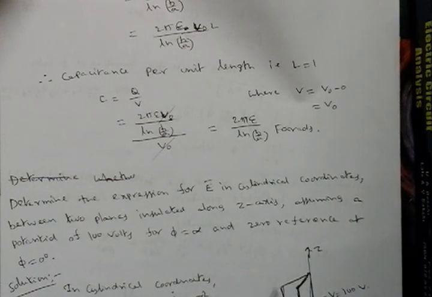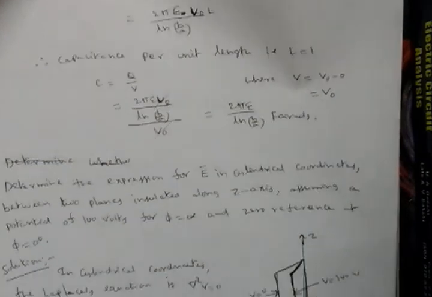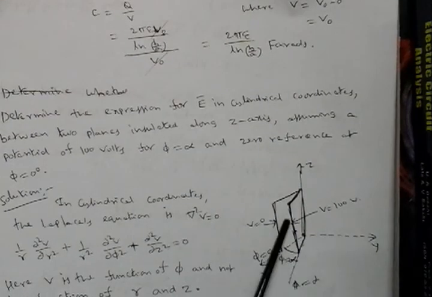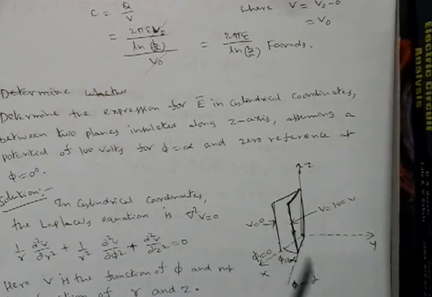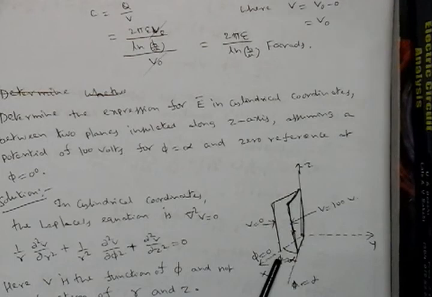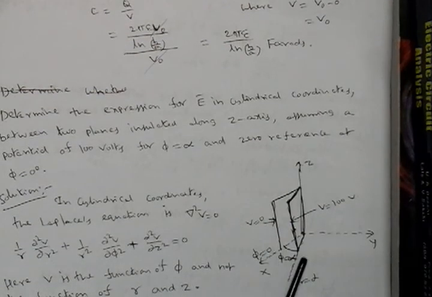Potential value is 100 volts for this plate. Potential value for this plate is 0. Okay. This is plate 1 and this is plate 2. Plate 1 is at the reference line. Plate 2 is at phi is equal to alpha.